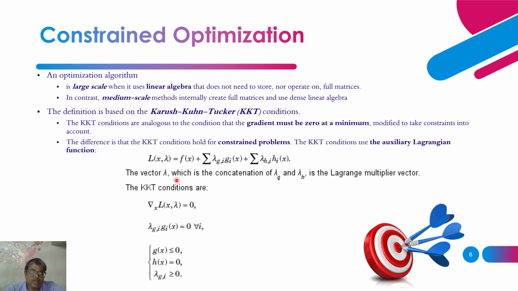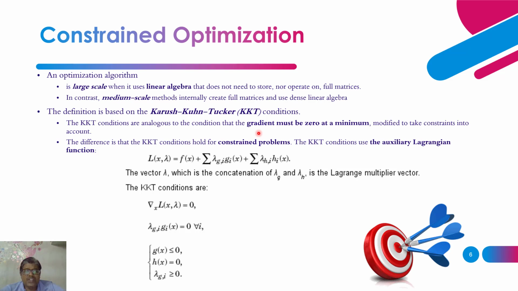So an optimization algorithm for a constraint problem may be for a large scale problem or a medium scale problem. A large scale problem uses linear algebra that does not need to store or operate on full matrices. In contrast, a medium scale method internally generates full matrices and uses dense linear algebra. So that's the basic difference between large scale and medium scale constraint optimization. The definition is actually based on KKT conditions. It is very similar to your gradient approach.